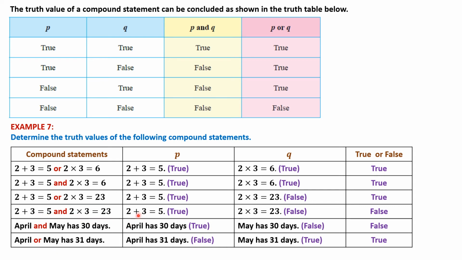And then we look at example number 4. 2 plus 3 equal to 5. Okay, this one is of course true. And 2 times 3 equal to 25. This one is false, right? So if you combine the statements by using the word "and", of course the compound statement is false because one of the statements is false.